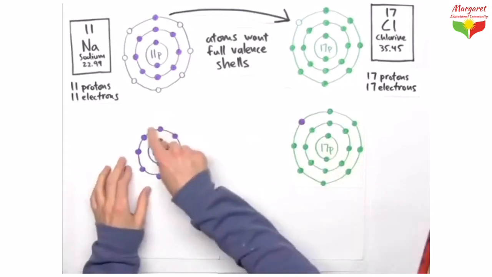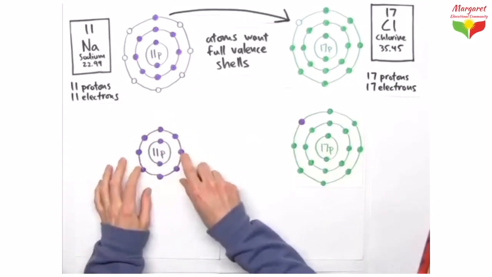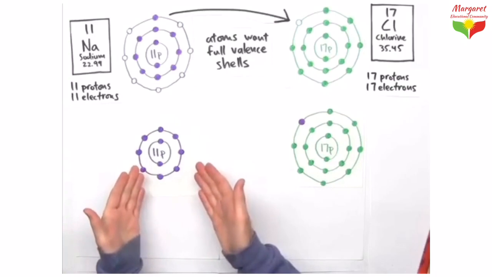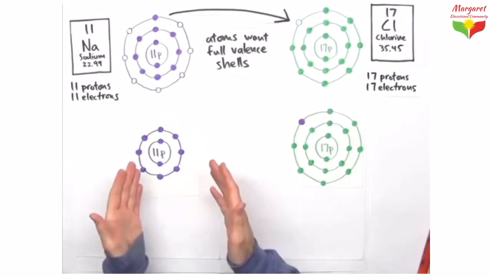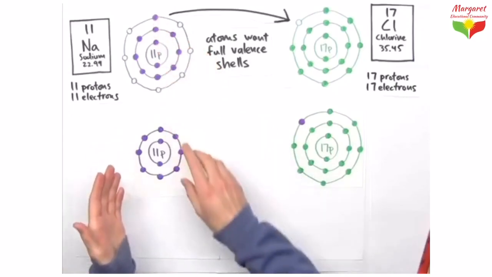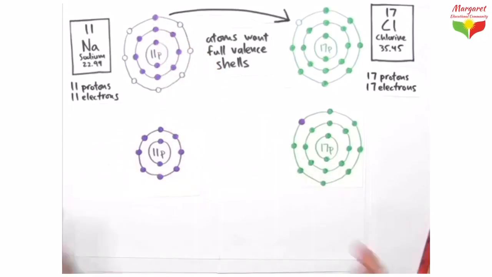And this is now sodium's new valence shell. And check it out, it's totally full. So by giving away that one electron, it could get rid of its whole outer shell, and this is its new valence shell.